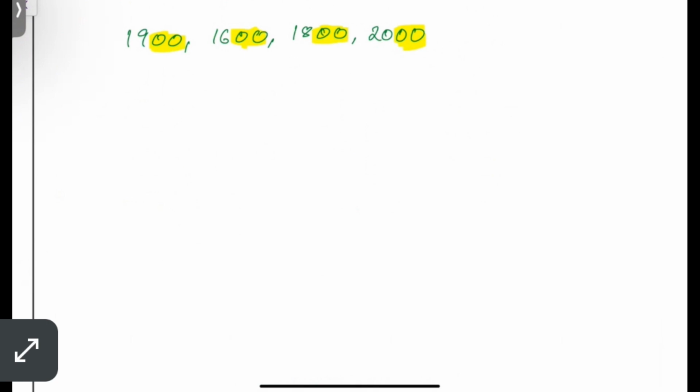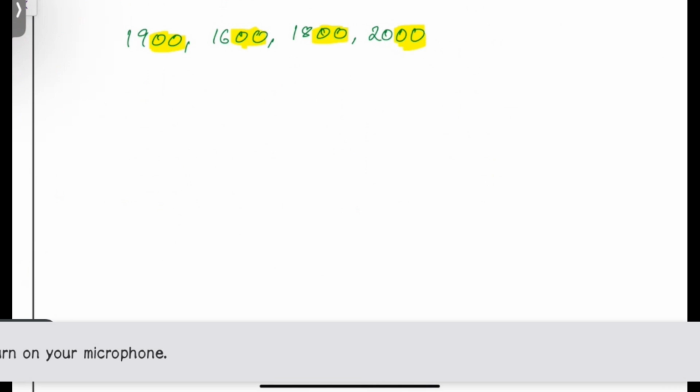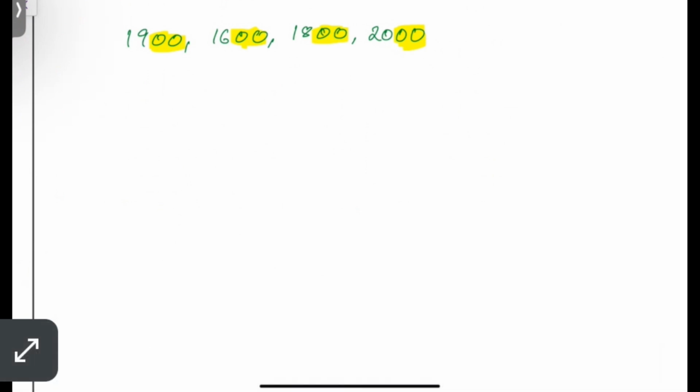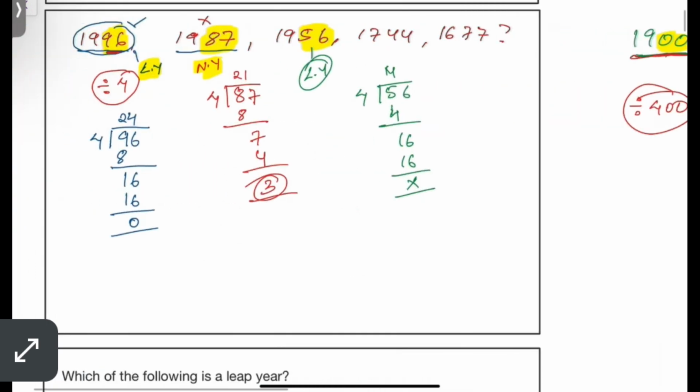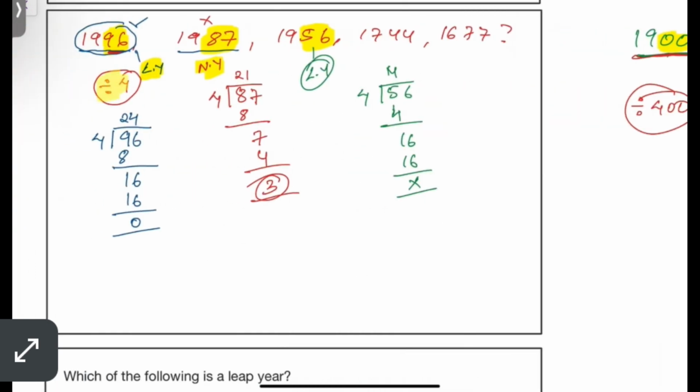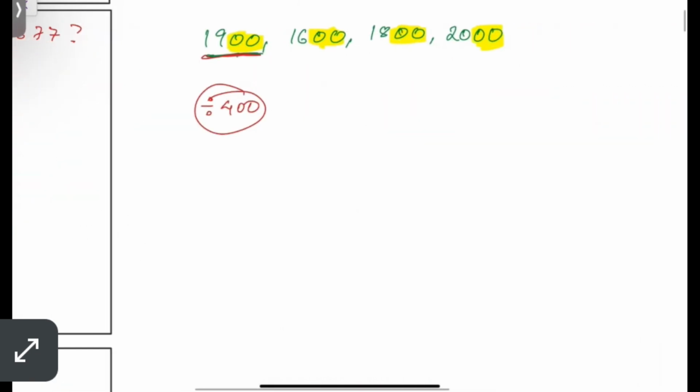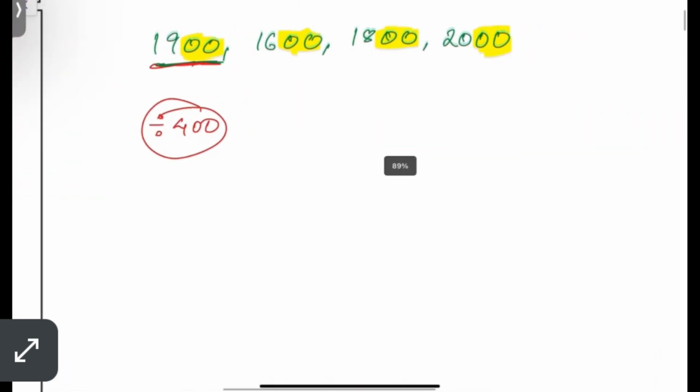There's a different way to check whether a century year is a leap year or not. How do we check whether the given century year is a leap year or not? Let's check this one. We have 1900. In order to check whether a century year is a leap year or not, you need to divide it by 400. Earlier it was dividing by 4, but for a century year, you need to divide it by 400.